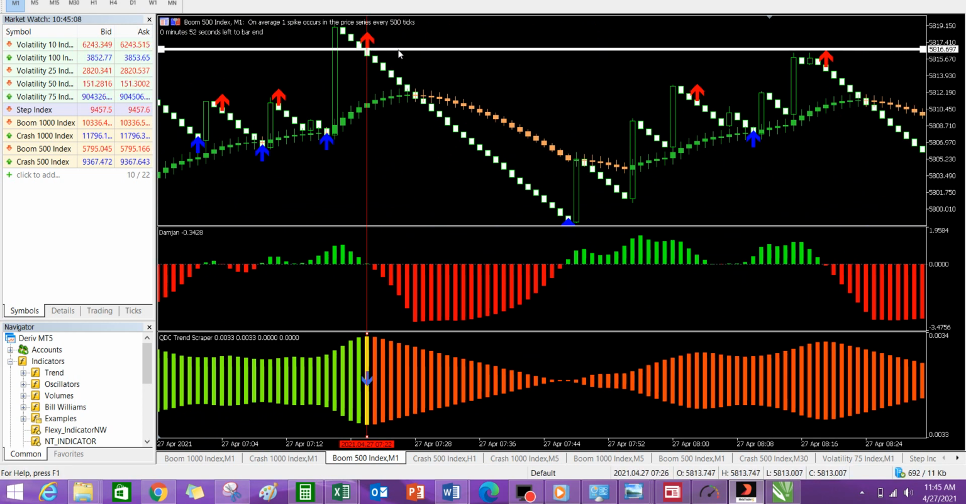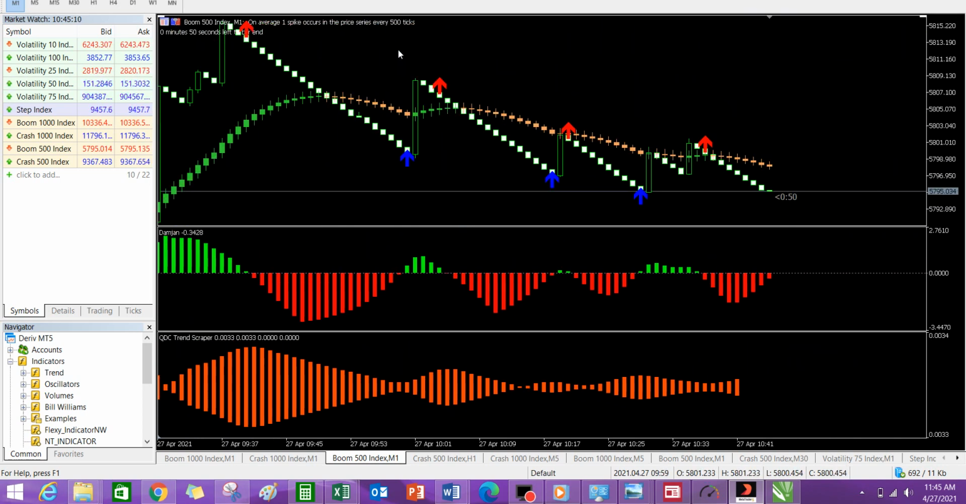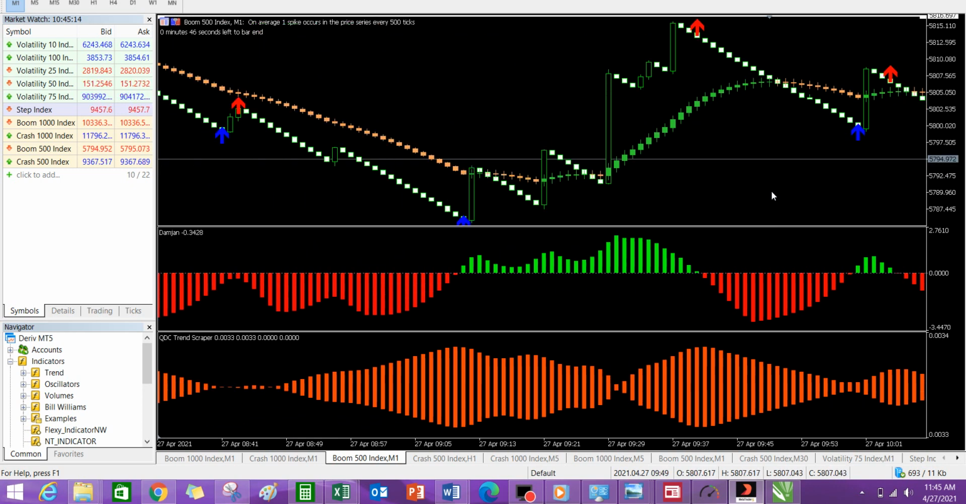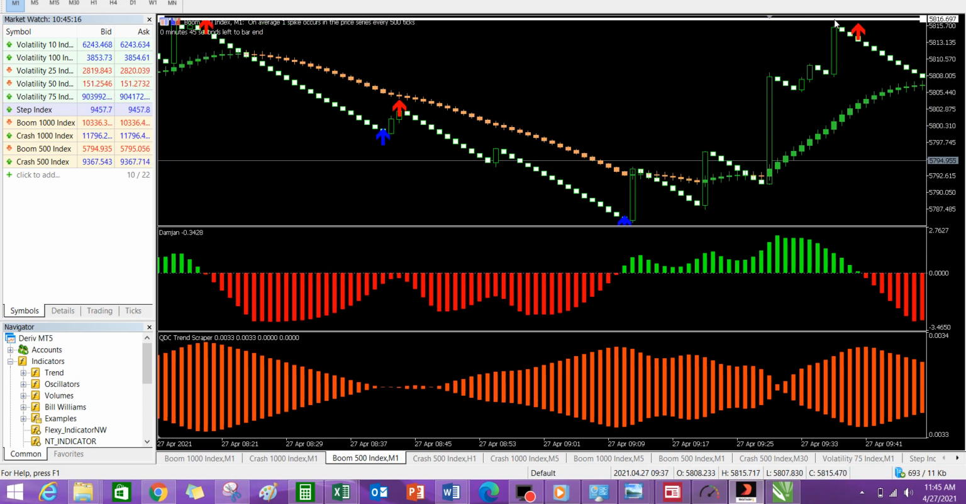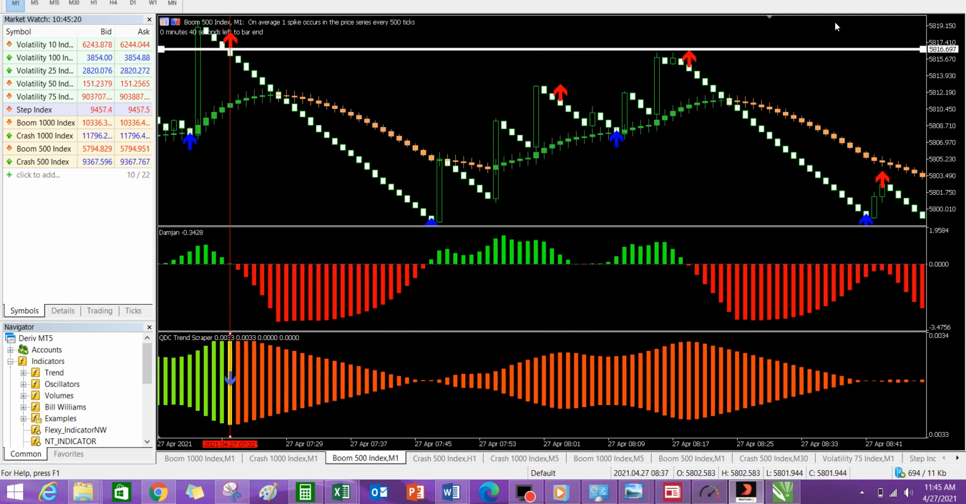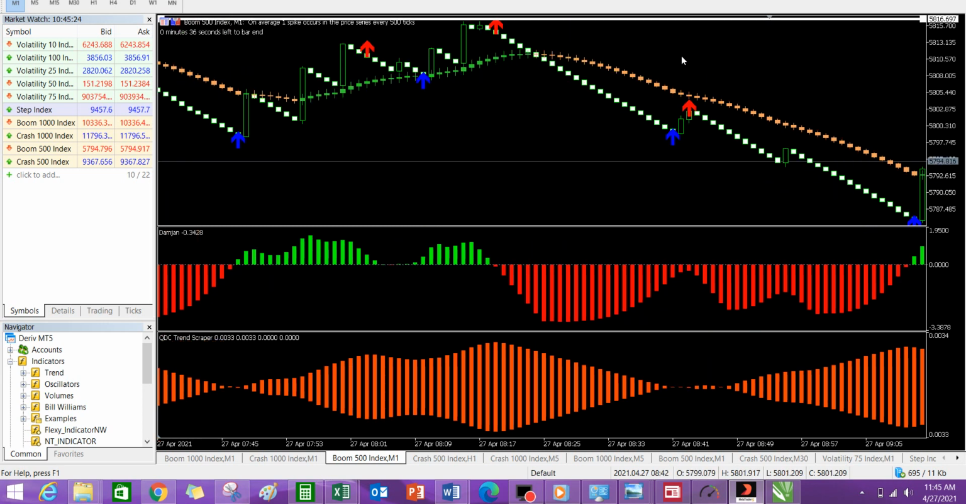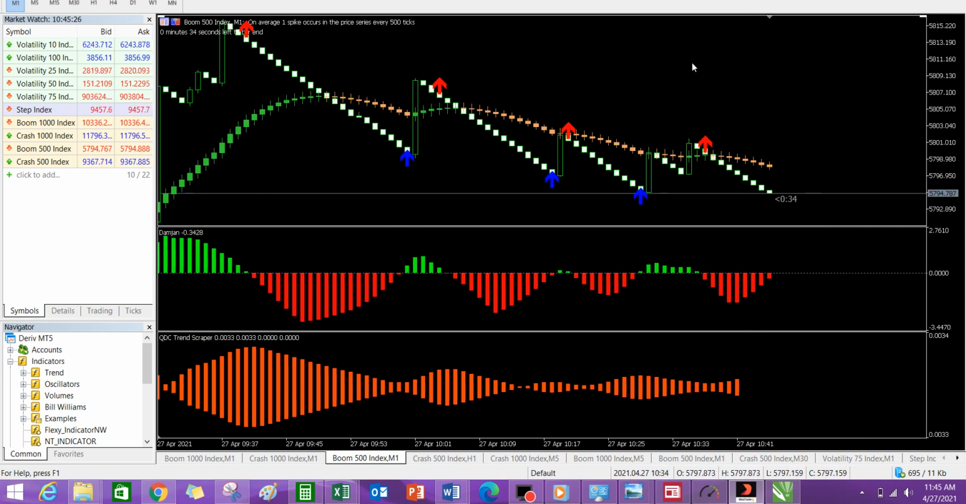This is the entry point. You can see this is where the market is. At a certain point the market spiked up to this level, almost getting to the entry point but didn't get there. Somewhere here it almost got to the entry point also but didn't get there. But at the end of it, check it out, it saw big profit. That is one of the good features of this QDC scraper indicator.